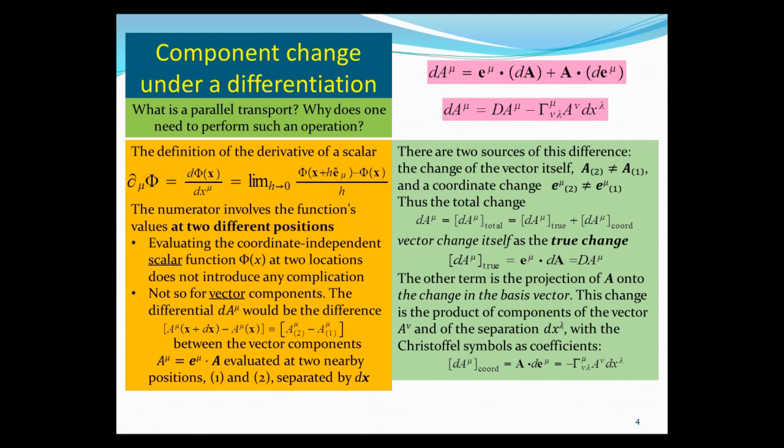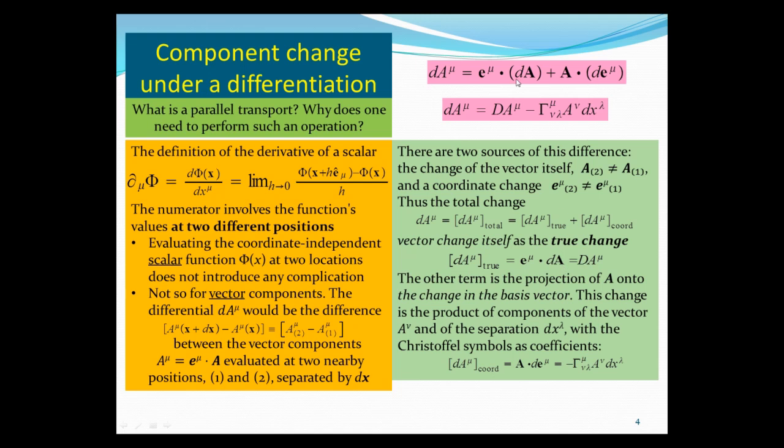So this change is the product of the component of the vector A and the separation dx. In other words, if I ask what the coordinate change would be, I would guess it is proportional to the separation. Clearly, if there's no separation, there's no change. I would also expect it to be proportional to A itself. Then the coefficient we identify with the Christoffel symbol. This is the second term, A dot de.